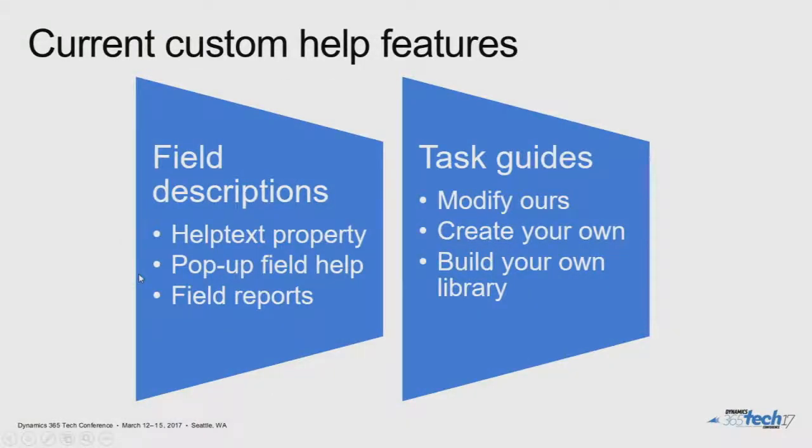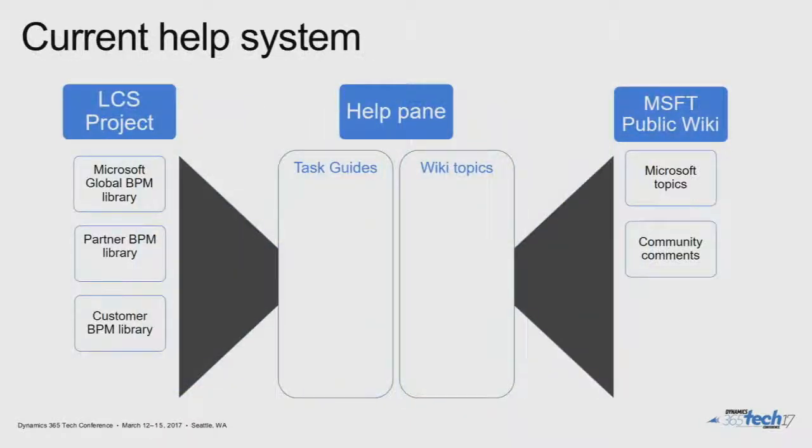So, field descriptions, you get the help text property. It shows you pop-up field help and field report. You can modify our task guides, create your own, or build your own library. So now let's talk about the future. In the current help system, there are task guides and wiki topics. The task guide system we just went through.